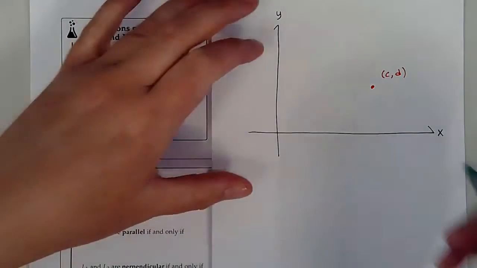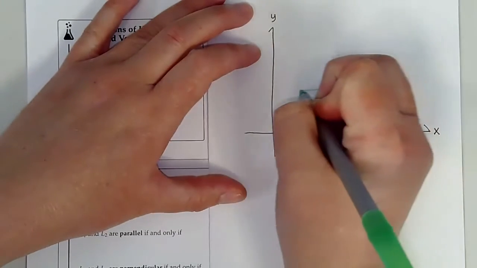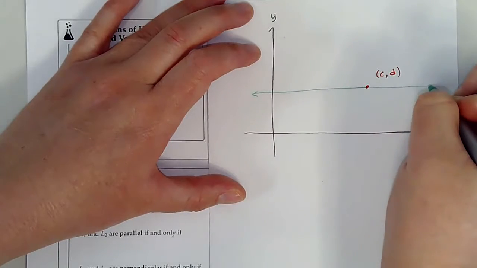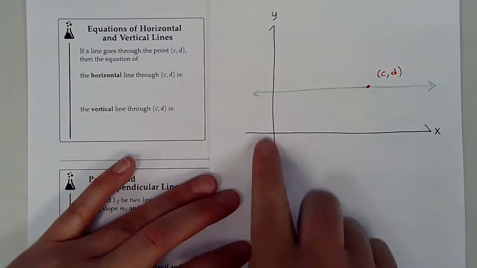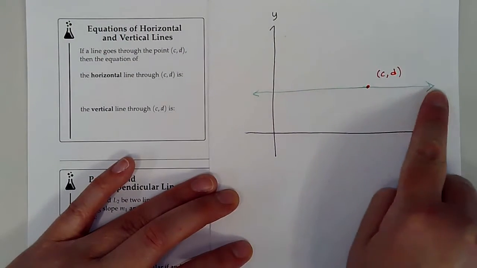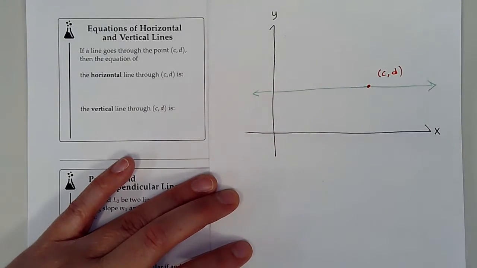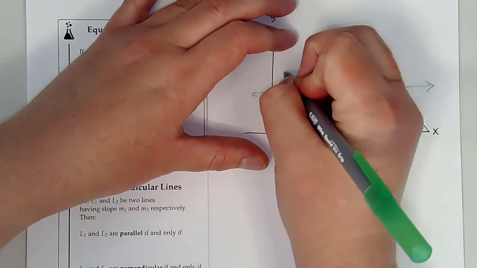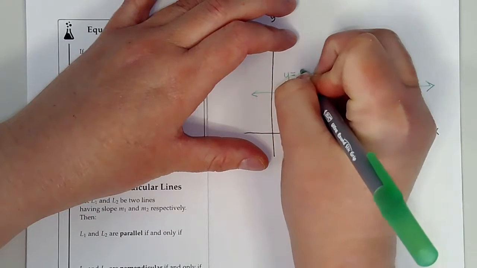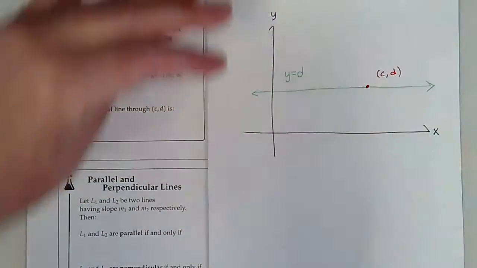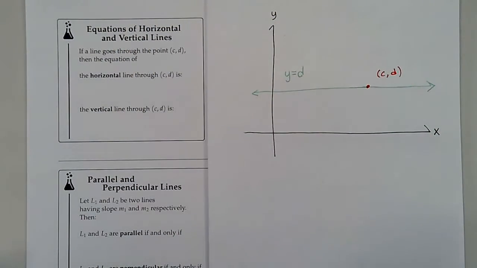So our horizontal line is going to go this way. Okay. And as we look at this line, no matter what x is, our y value is always going to be equal to d. Okay, and so that is going to give us our equation, which is y is equal to d. And we're going to look at why that is the case.